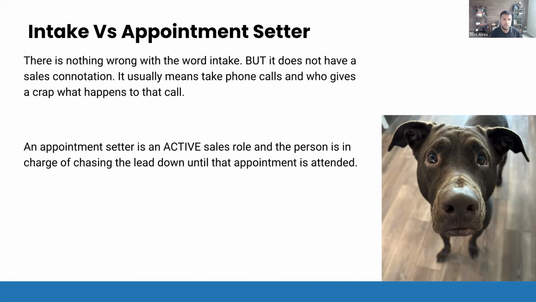So when you're talking about intake to your employees, you should almost start calling it appointment setting. I don't want to change the industry term, but appointment setting is a much better term because an appointment setter is an active sales role.